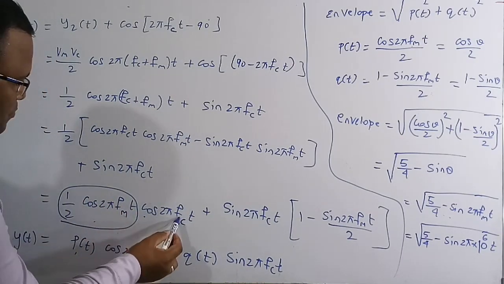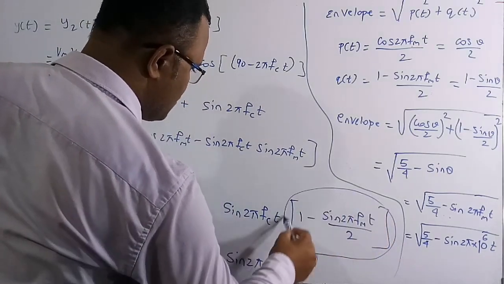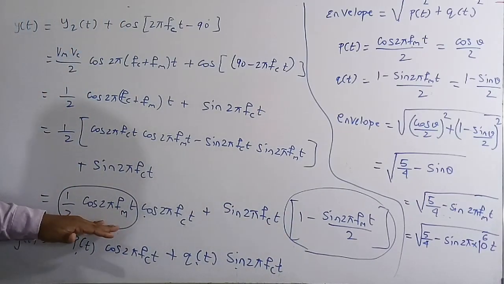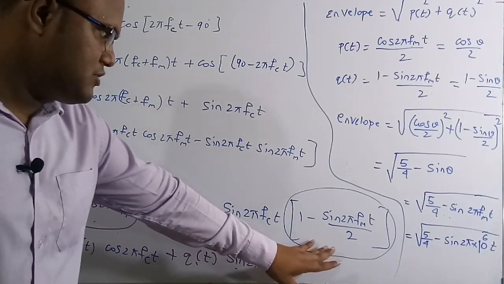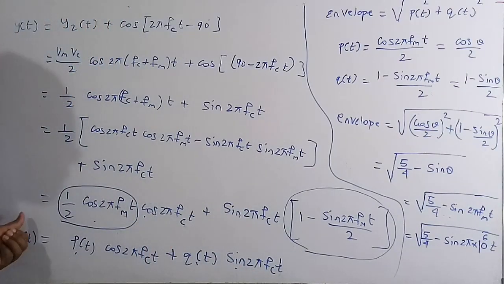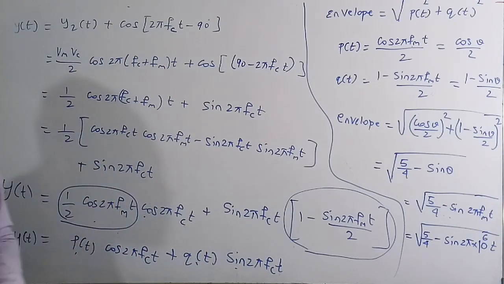So p of t into cos 2 pi fct plus this is nothing but q of t, so q of t into sin 2 pi fct. I am taking this term as p of t and this term as q of t. So this is sin 2 pi fct and this is cos 2 pi fct. This is the actual output expression. The output expression is this one, but we need only the envelope of this one.